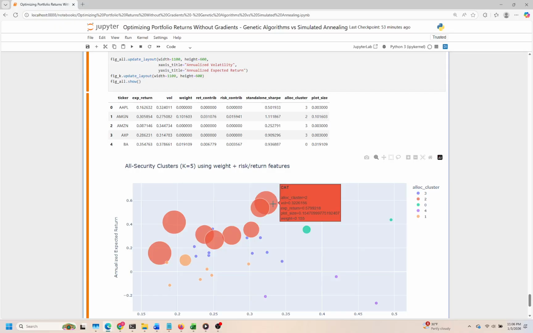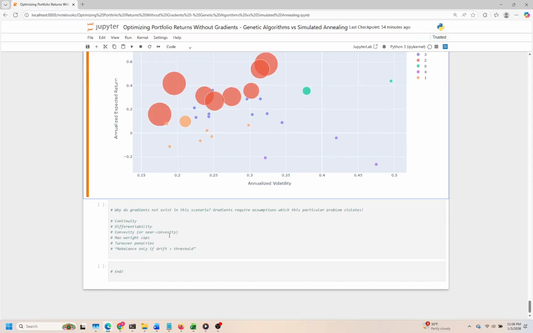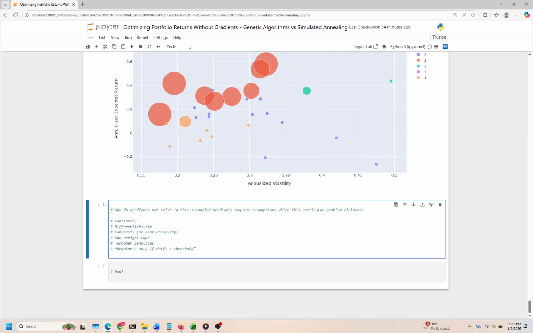Cell 12. In this cell, we're diving into the concept of gradients and why they're not applicable in certain scenarios, particularly in the context of our optimization problem. Understanding this is crucial, as gradients are typically fundamental to many mathematical and machine learning techniques that rely on smooth optimization landscapes. The discussion opens by highlighting specific assumptions necessary for gradients to exist.